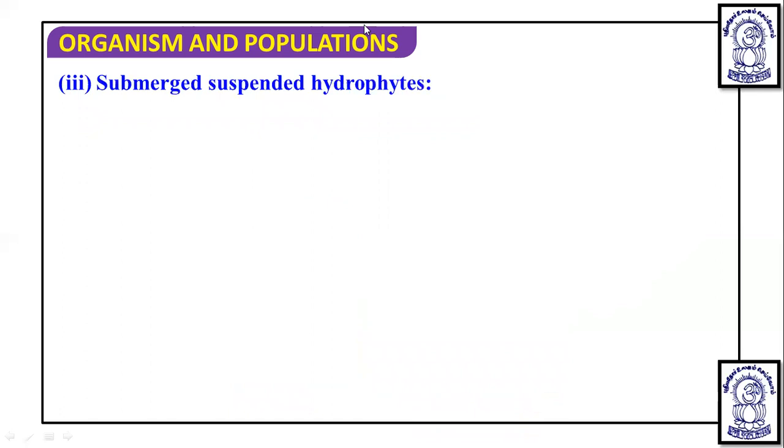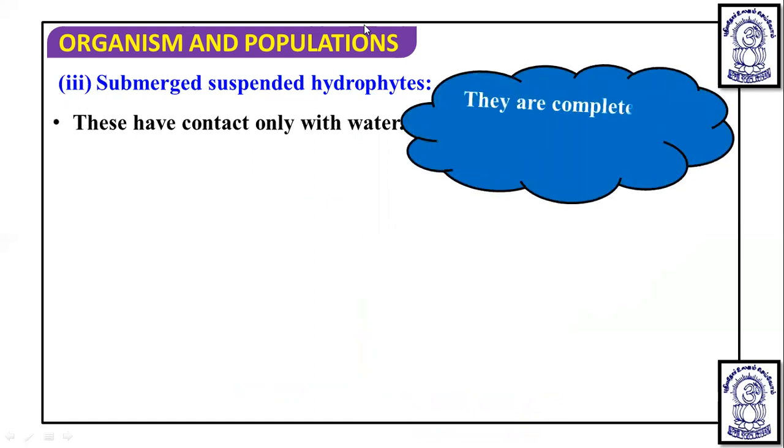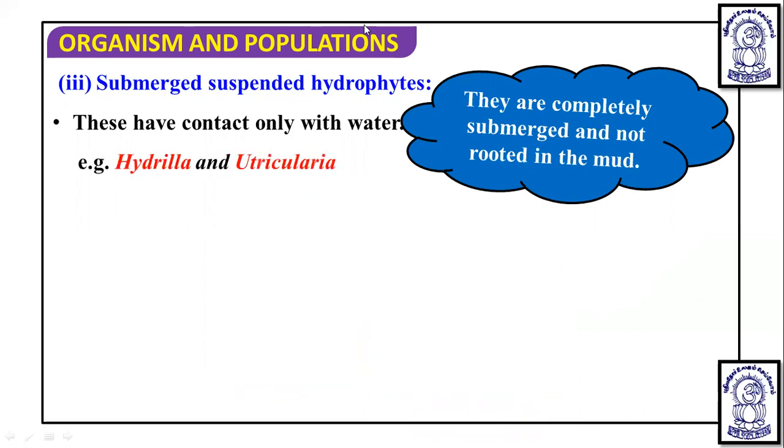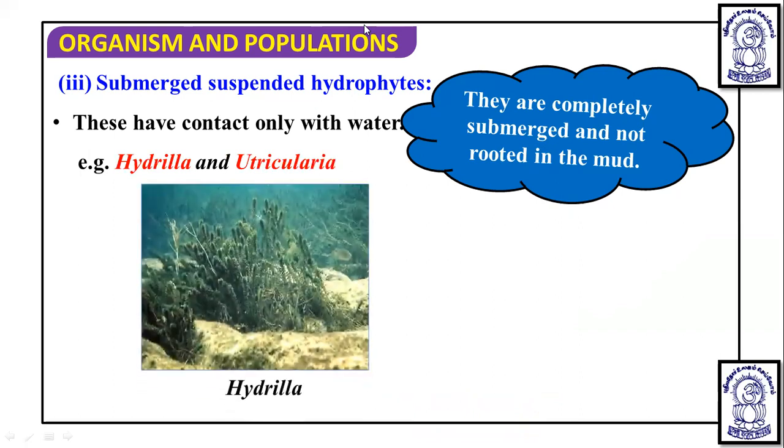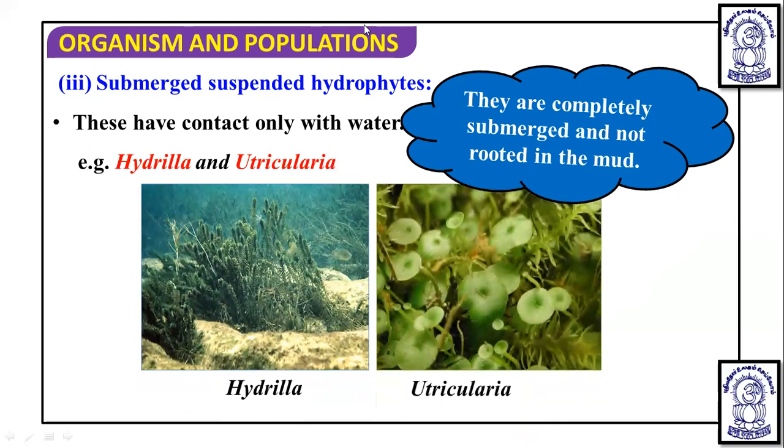Apart from this, there are the submerged suspended hydrophytes. They have contact only with the water. They are not seen on the surface, and they are completely submerged and not rooted in the mud. They are completely present within the water. Hydrilla and Utricularia are the plants which are submerged suspended hydrophytes. You can see this is Hydrilla, and this is Utricularia.